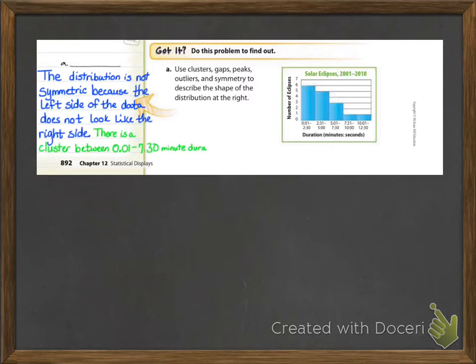There is a cluster between 0.01 seconds to 2 minutes and 30 seconds, to 7 minutes and 30 seconds. So you've got a cluster over in this area where you have a lot of your data, so that's definitely your cluster there. The peak, which is the high point, is that first one. So here's our peak right here, and I indicated that with the time intervals, the duration, which would be 1 second to 2 minutes and 30 seconds. And then there are no gaps or outliers on this example. So you can see it's pretty straightforward. You just have to make sure you're covering each of the vocabulary words and putting it in your actual writing.